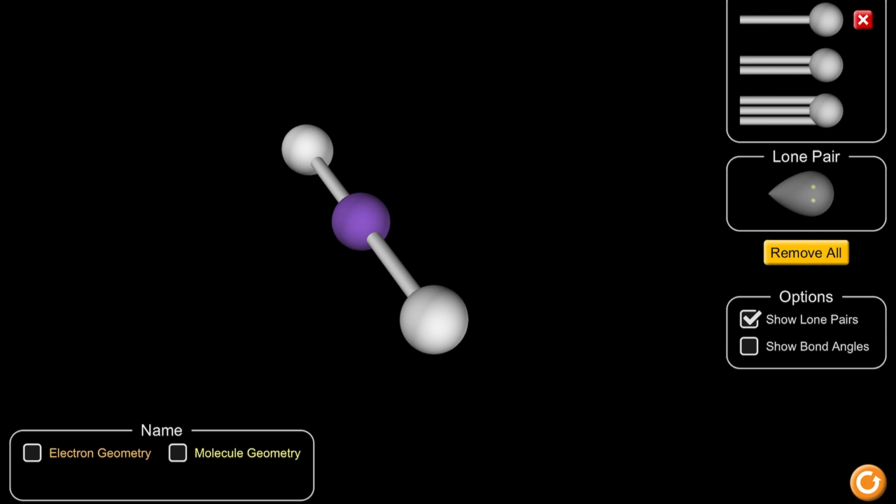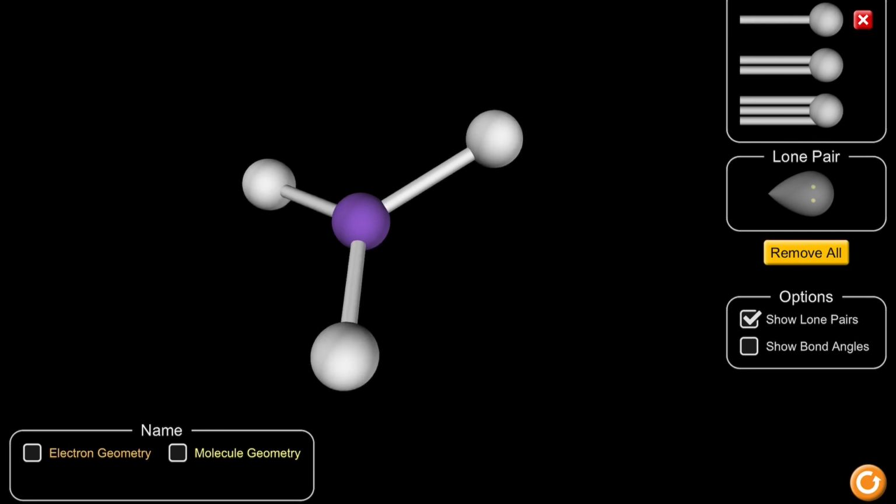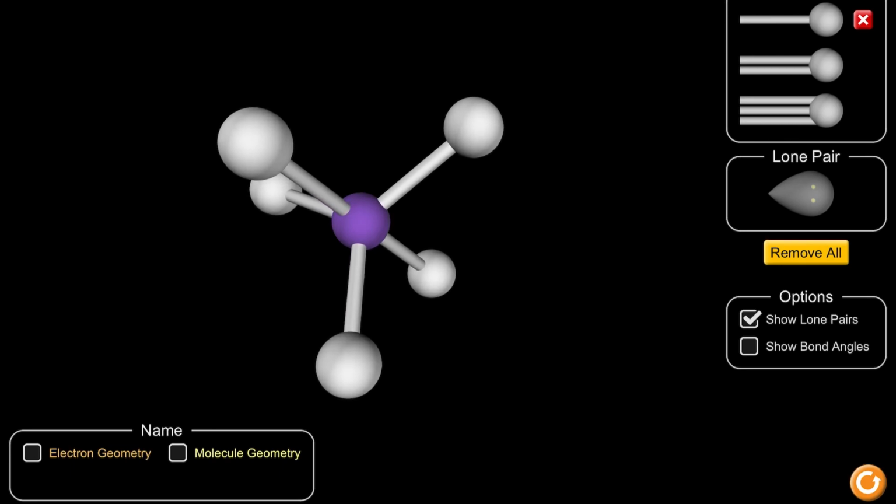But for our question just now, we want PF5. So 1, 2, 3, 4, 5. Okay, and then check the bottom left here. We have our electron geometry. So electron geometry, the name is trigonal bipyramidal.